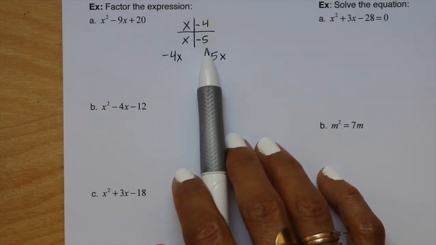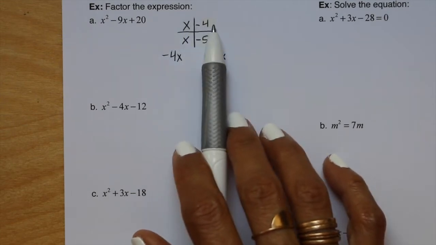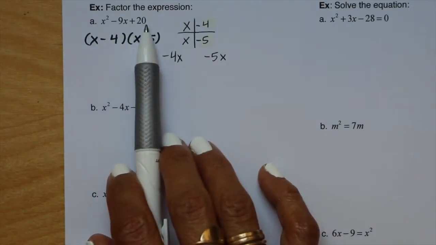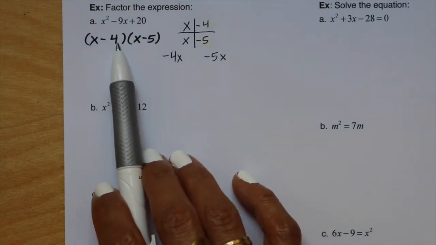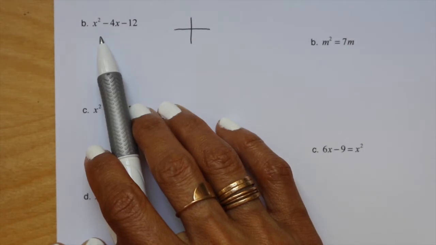The last part of the phrase goes, our answer is left to right. So our answer is going to be x minus 4 and x minus 5. Our original trinomial expression factors to x minus 4 times x minus 5. This example says x squared minus 4x minus 12.